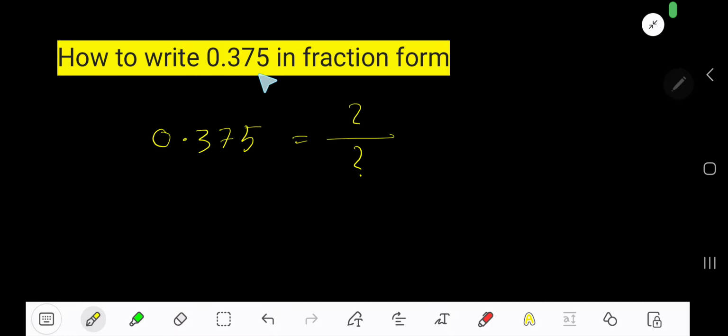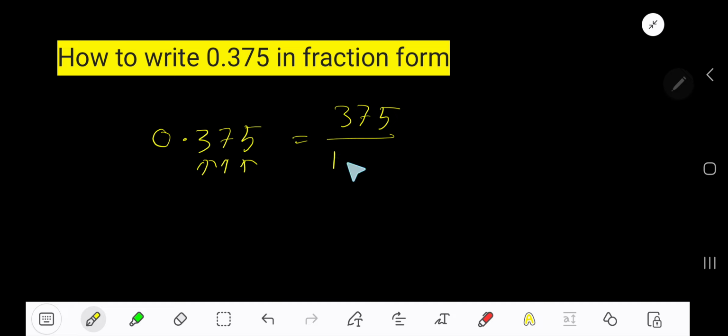How to write 0.375 in fraction form. Okay, so you need a numerator and a denominator. For the numerator, just keep this decimal, write the number you are getting, and for the denominator, for every digit after the decimal, you have to consider 10 as a multiplication.